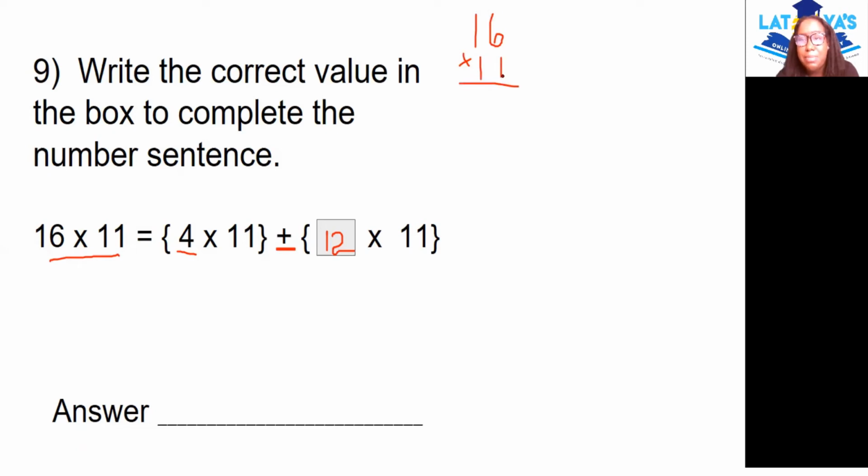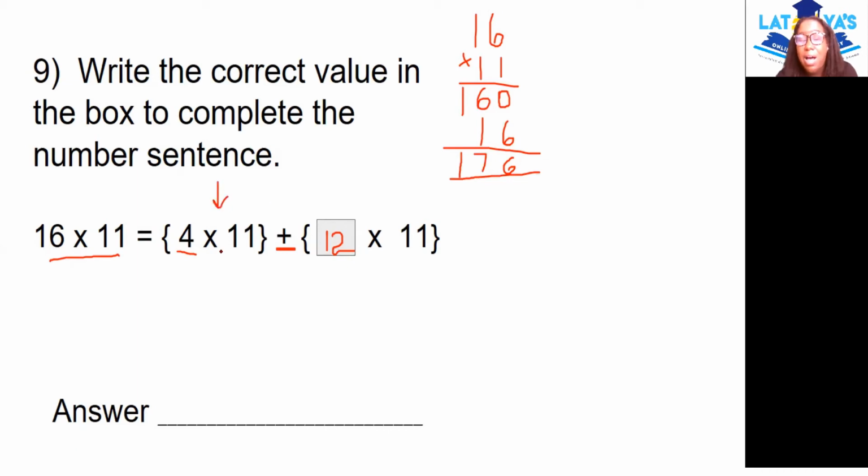I'm multiplying by 2 digits. I put my 0 first. 1 times 6 is 6. 1 times 1 is 1. 1 times 6 is 6. 1 times 1 is 1. I'm getting 176.